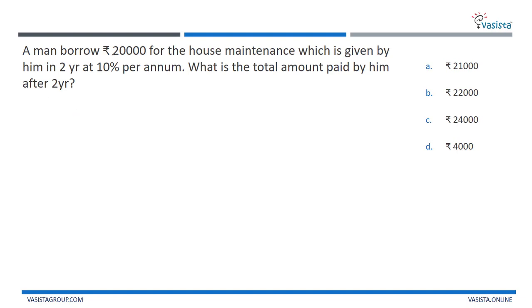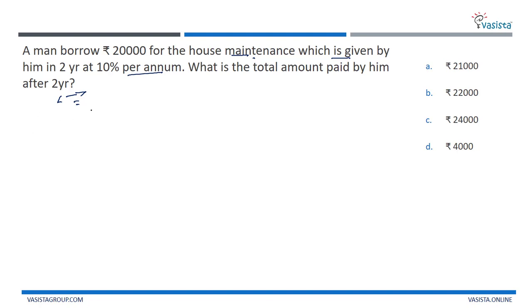A man borrows rupees 20,000 for house maintenance, which is to be repaid by him in 2 years at 10% per annum. What is the total amount paid by him after 2 years? This is the question they asked. Now we are supposed to find what? Amount. Let us check it out.